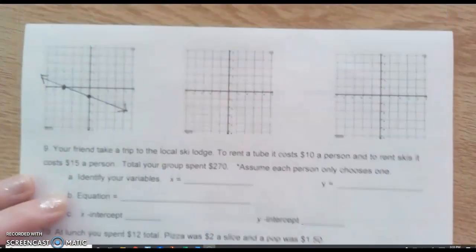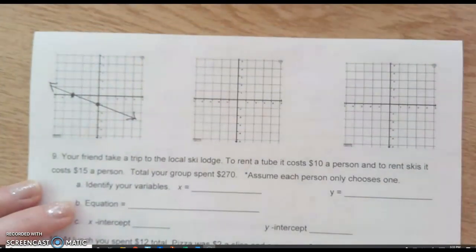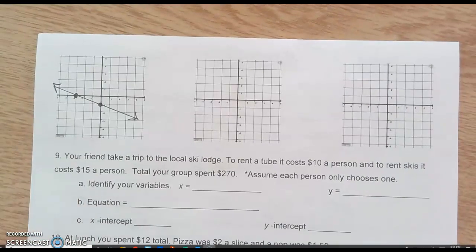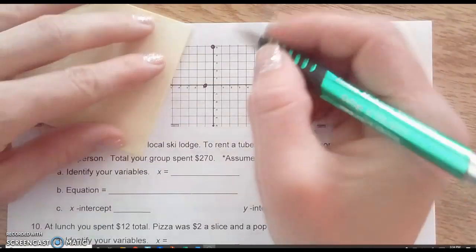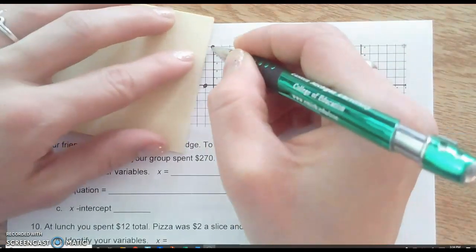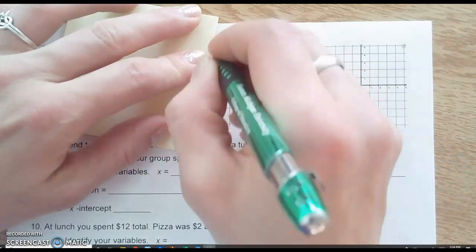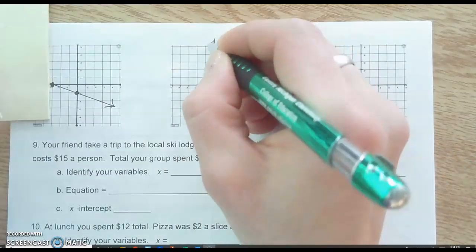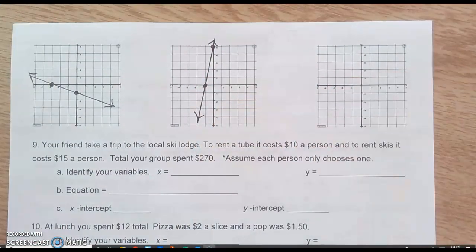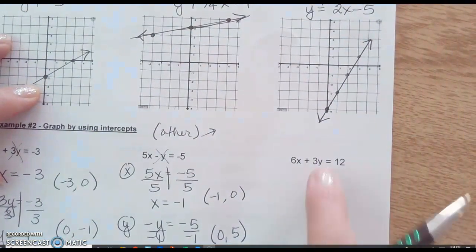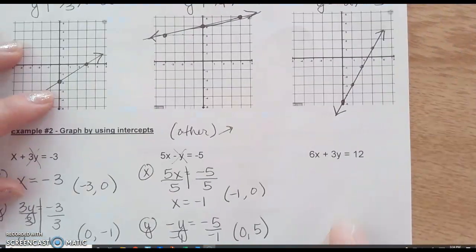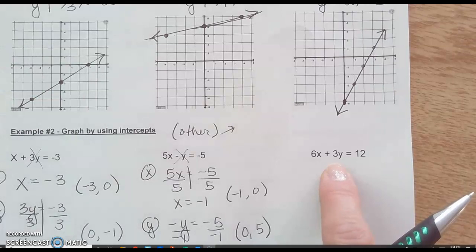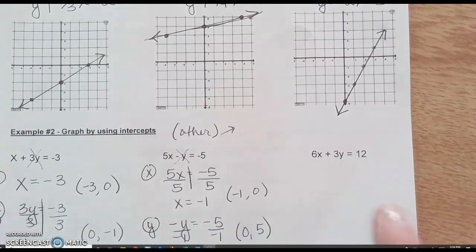X-intercept is negative 1. Okay, so I got both of those plotted. X is negative 1, y is 5, and connect them. And there's your line. Okay, so you can see we have one more. You need to pause and find both intercepts. So show your work here to find both intercepts for this last equation, and then flip it over and graph it. Push play when you're done finding and graphing.